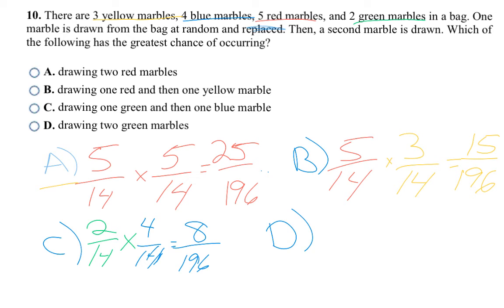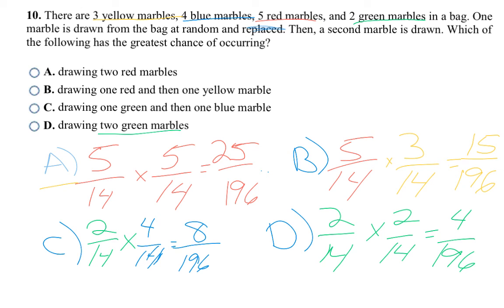And then I'm going to go ahead and do D, the probability of drawing 2 green marbles. So there's 2 green marbles in the bag out of 14. And that doesn't change for the second one because he put that back. And so here, when I multiply these fractions, I get 4 out of 196. And so the biggest probability here is A. And so A is going to be my final answer.